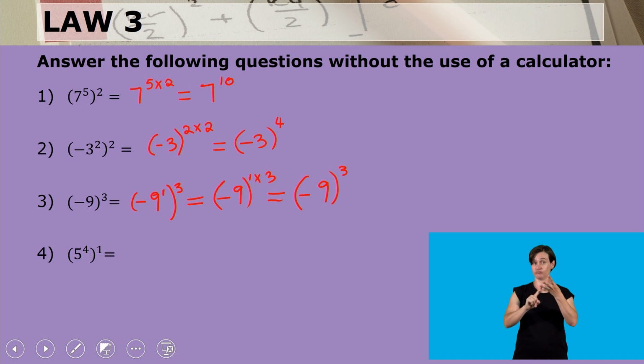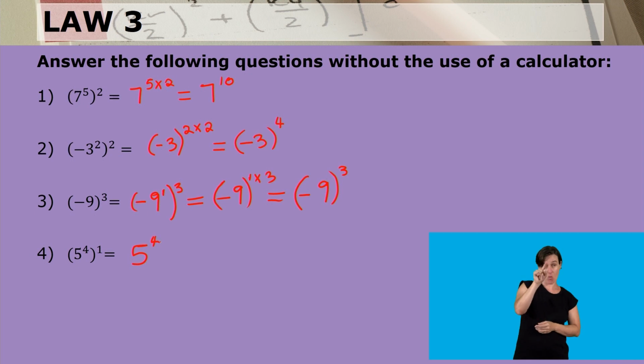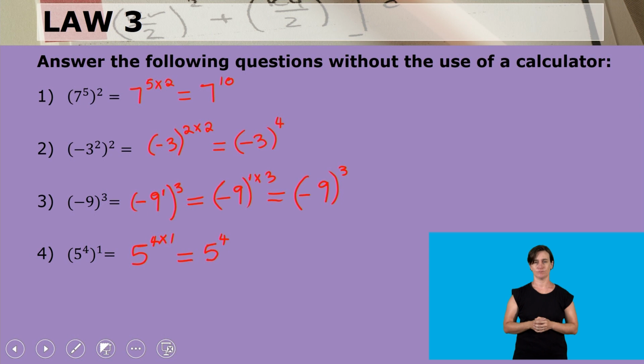What about this next one here? We have 5 exponent 4 raised to the exponent of 1. So that is going to be our 5, and in the exponent, we are going to say 4 multiplied by 1. And what is the answer going to be there? That is going to be our 5 raised to the exponent of 4.